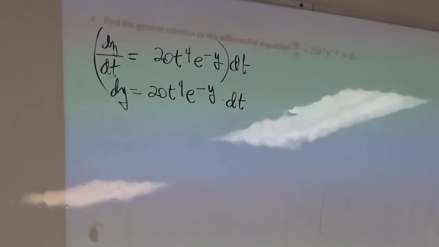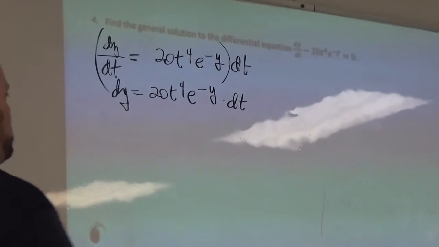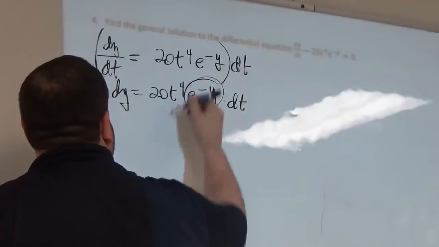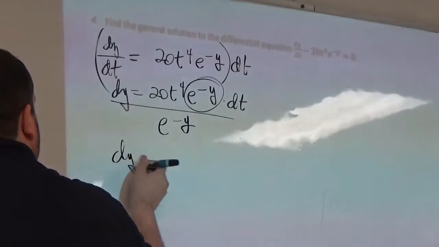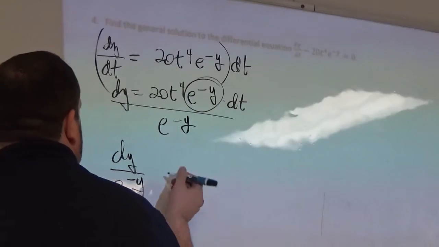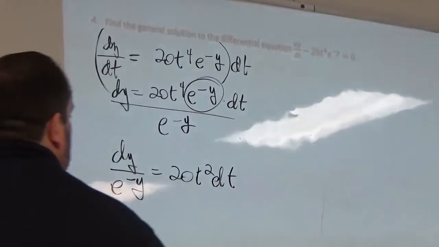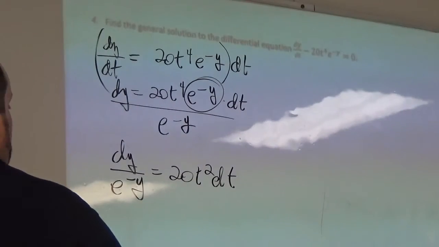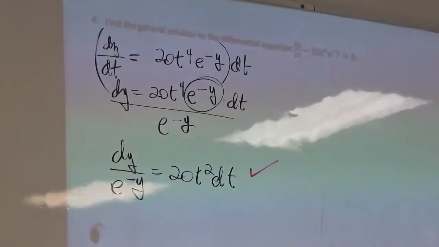Haven't separated yet. So close. One move away from having all the variables on the right side. And it's this e to the negative y that's the problem. Divide. So dy over e to the negative y is going to be 20t to the 4th dt. If you made it there, first point for separating the variables.